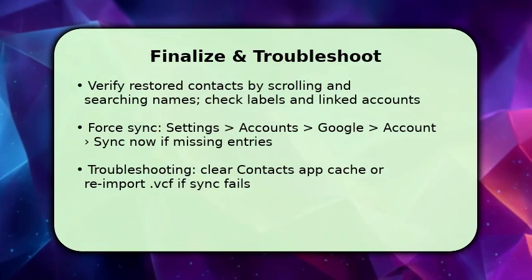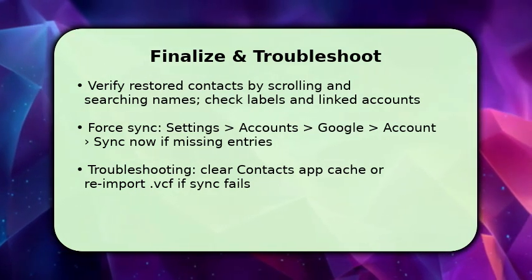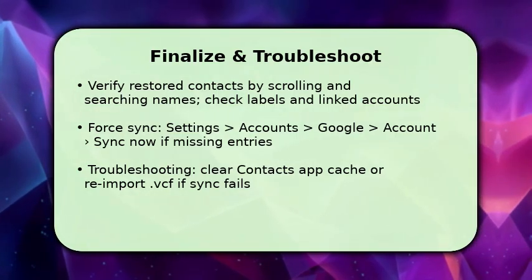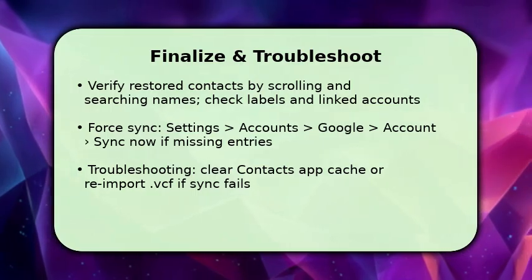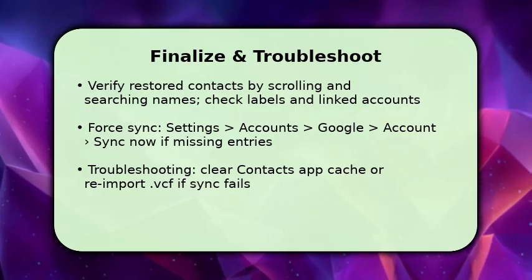You finish by validating the result and resolving issues. Scroll or search to confirm contacts, check that phone numbers and labels look correct, and ensure entries are linked to the intended account. If items are missing, force a sync via Settings, Accounts, Google, Sync now.